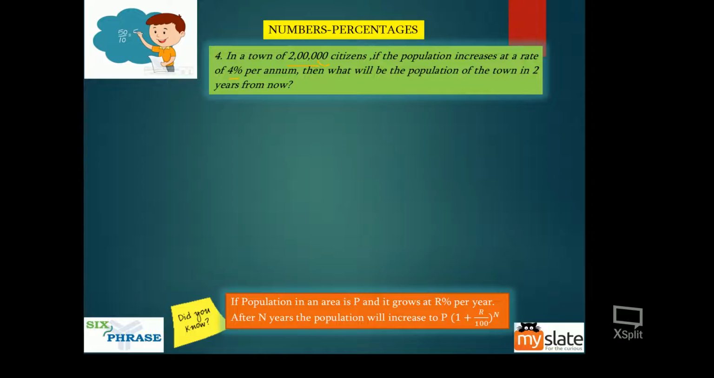What will you do? Remember the previous example. You should apply it to the value after 1 year. You shouldn't apply it to the present value. After 1 year, whatever the value is, you have to apply the 4% there. So that is what we'll be doing. See, 2 lakh citizens increase at 4% per 12 months. After 12 months, the population will be 2 lakhs into 104 by 100.